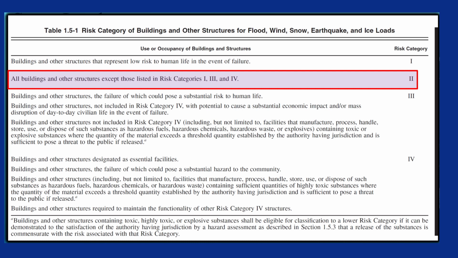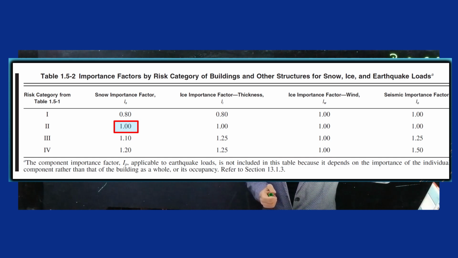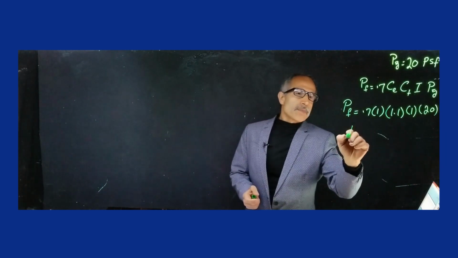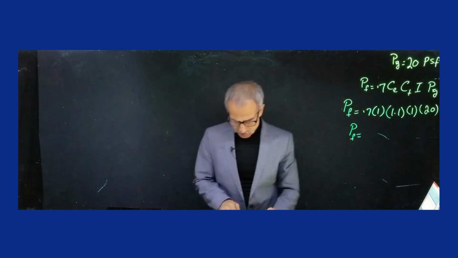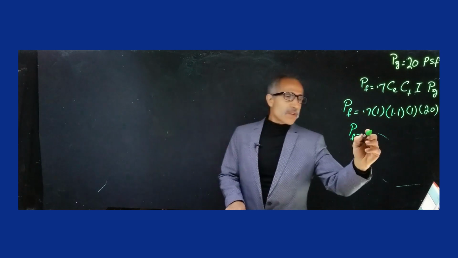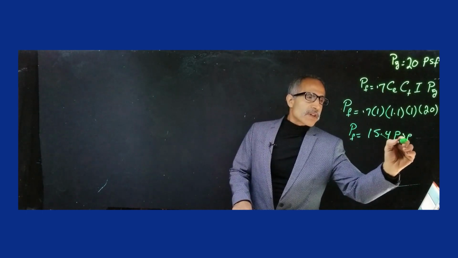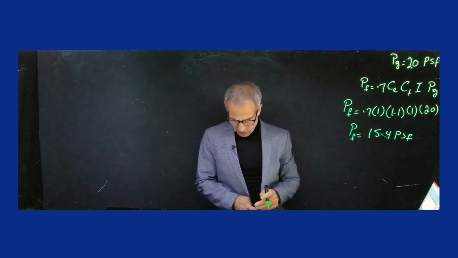Now that you have that, you go to table 1.52 to find the importance factor. And the importance factor comes out to be 1 because, as you see, it is risk category 2, and we're looking for snow, so that is 1. Times 1, and our PG was 20. And therefore our PF comes out to 0.7 times 1 times 1.1 times 1 times 20, 15.4. 15.4 pounds per square foot. Okay.